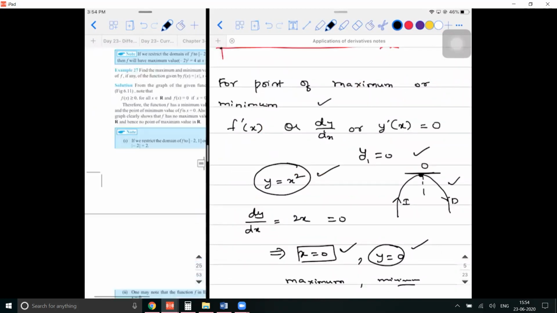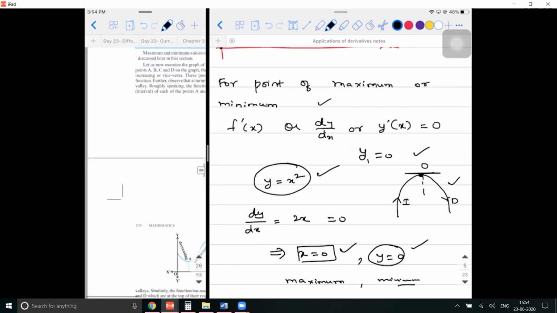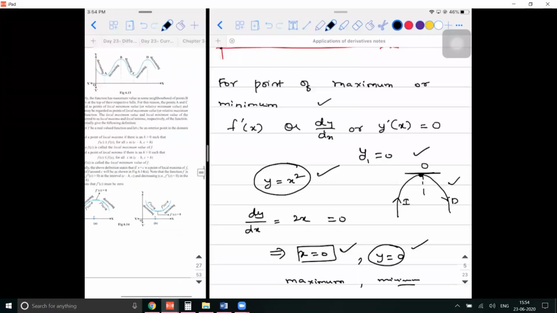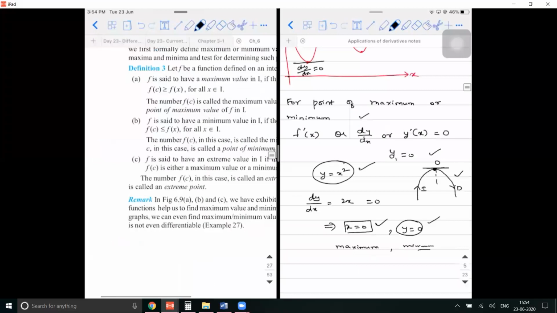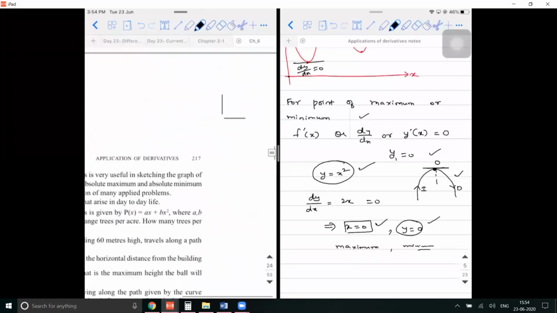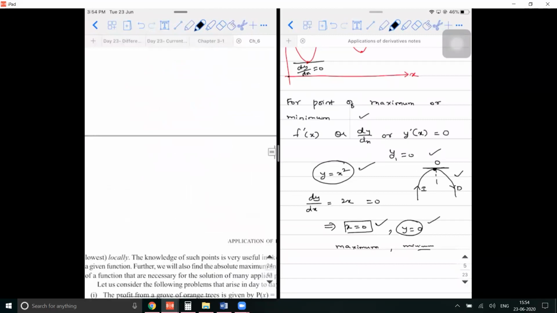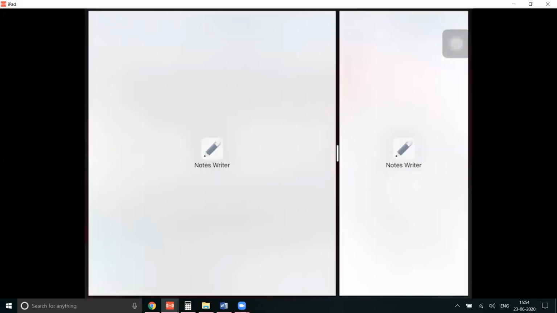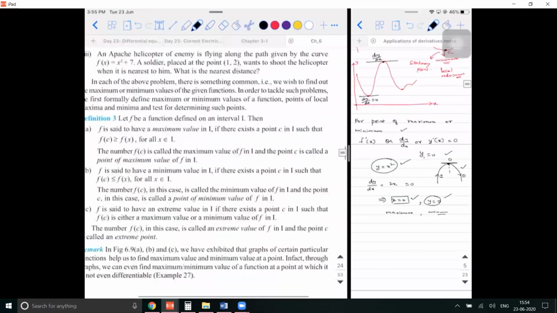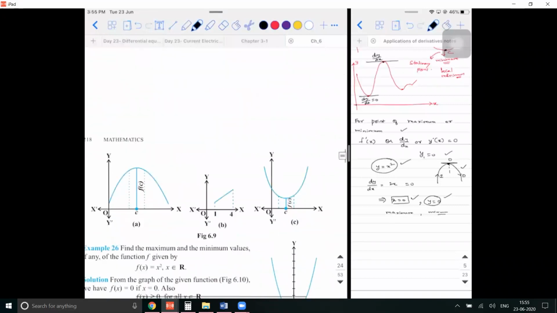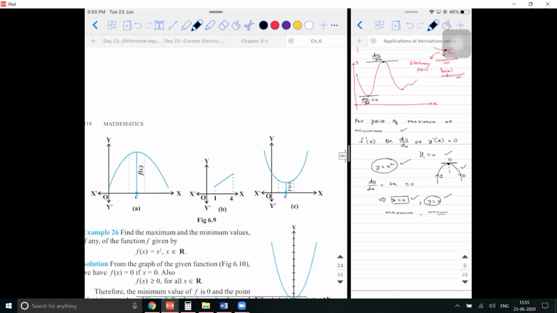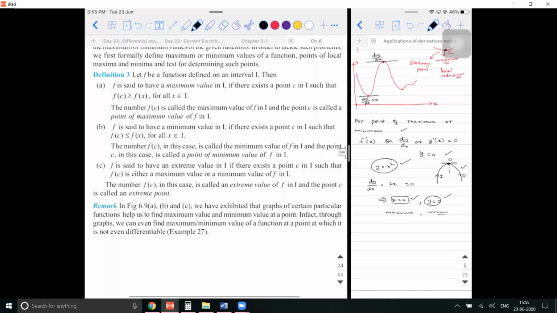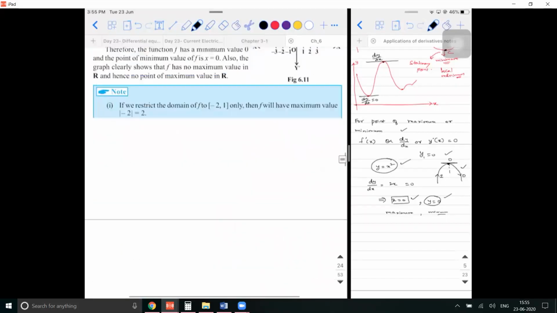So if you go one minute, I think I came forward one minute. Now, if you go to page number 217 in your textbook, if you go to page 217 in your textbook, then one minute, sorry, not 217.